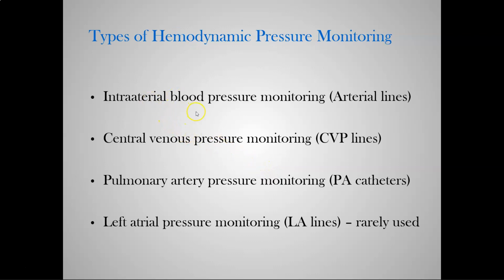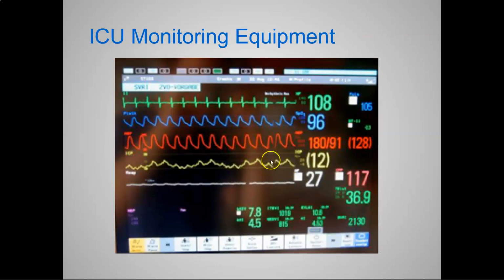All right, so we're going to talk about arterial lines, CVPs, PA catheters, and LA lines. Okay, here are the terms. Let's move on. Hey, look, it's beautiful. There's a lot of numbers here, and at first glance, I admit, it can be a little daunting, okay? But it's actually not too bad.